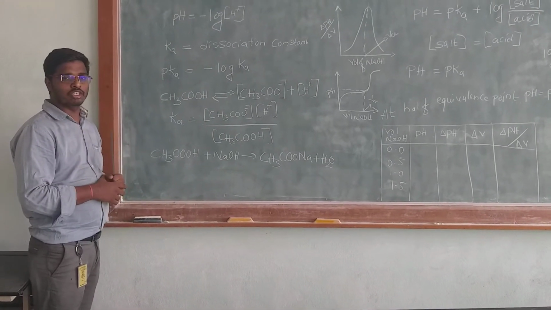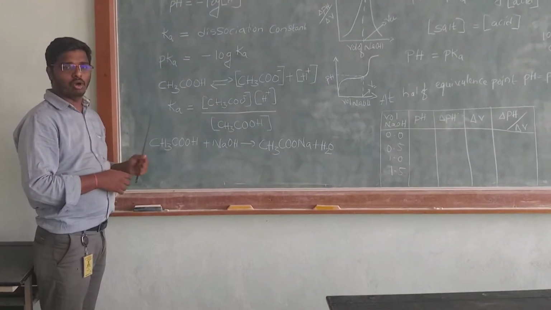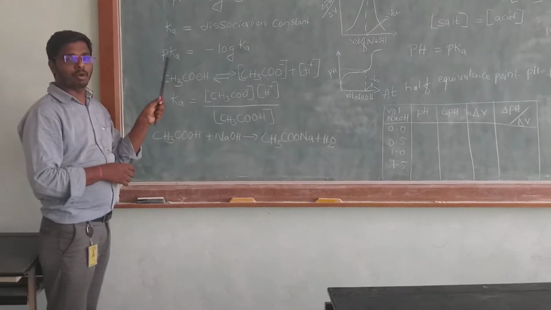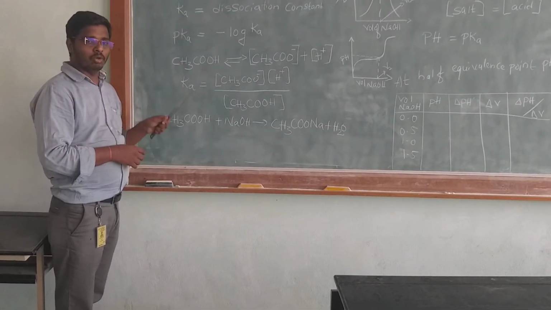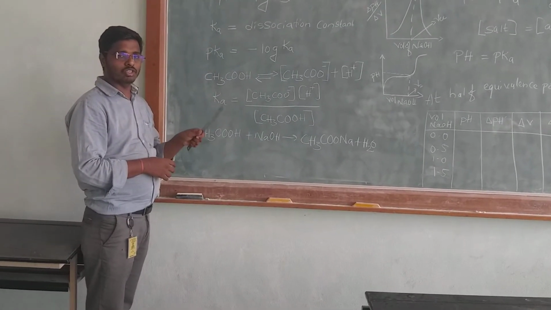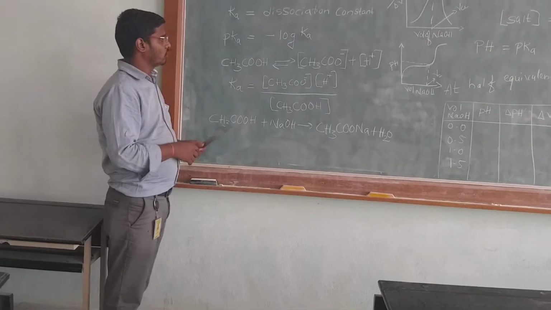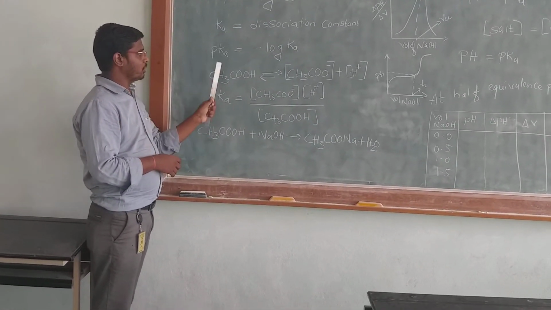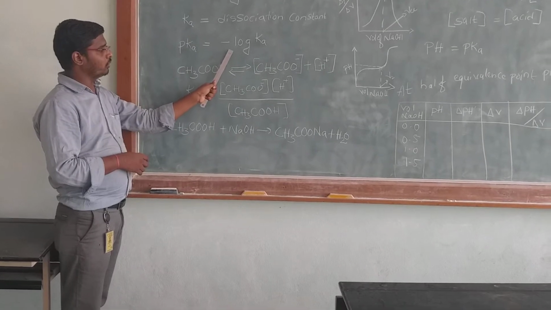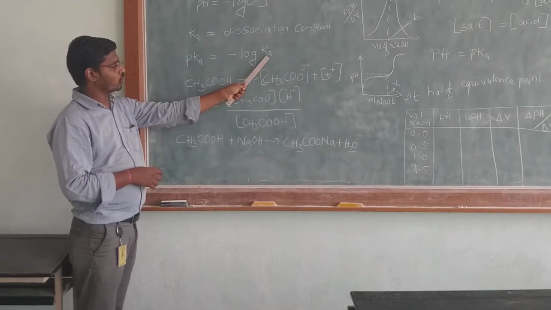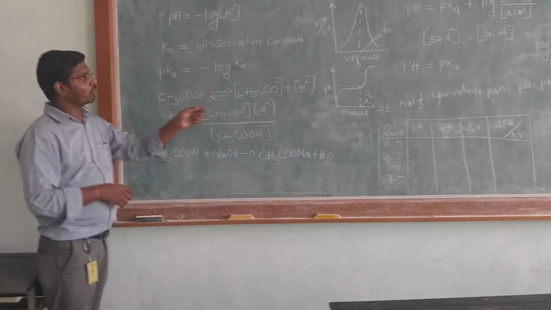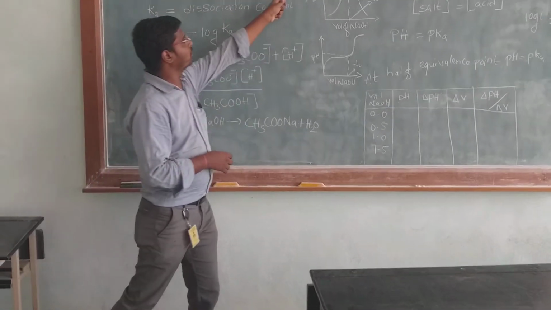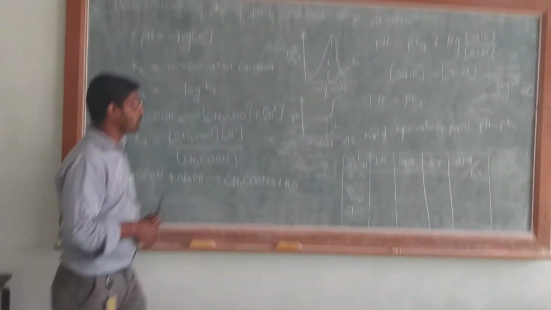That dissociation constant is defined as the ratio of the molar concentration of the products divided by the product of the molar concentration of the reactant. So pK is defined as pK is equal to negative logarithm of dissociation constant. Here we are going to determine the pK of a weak acid using pH meter.